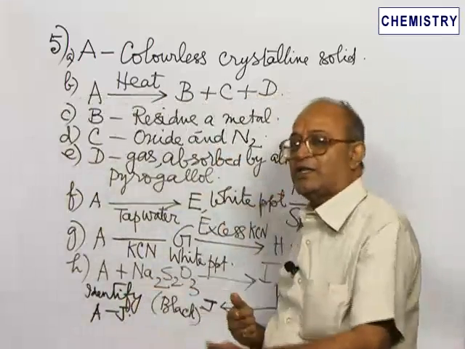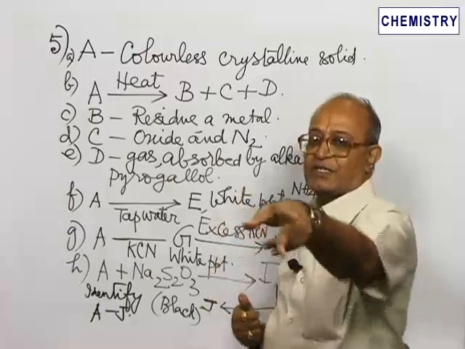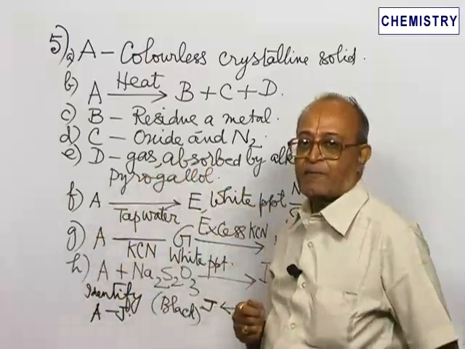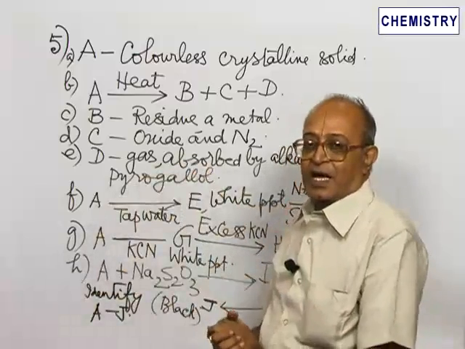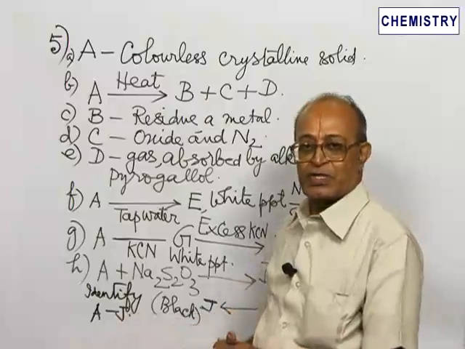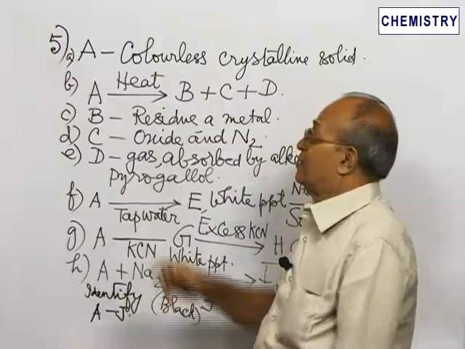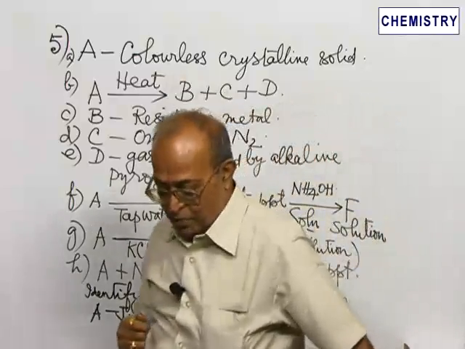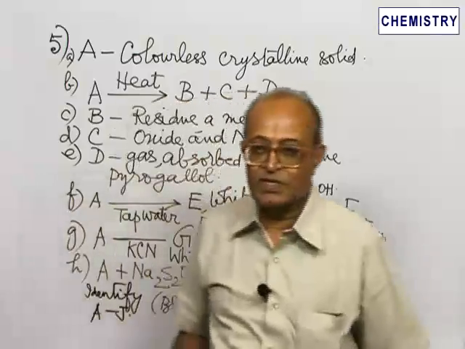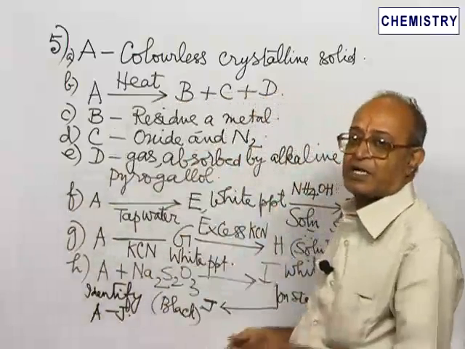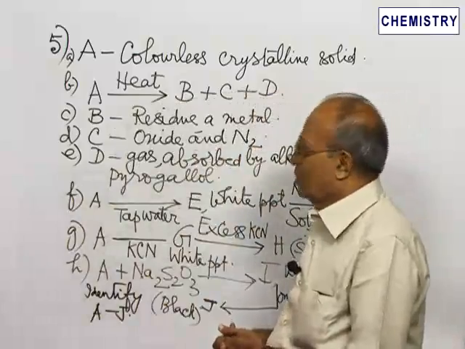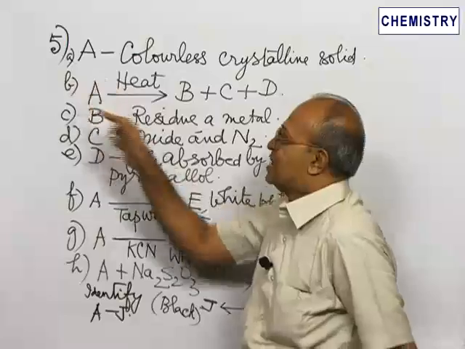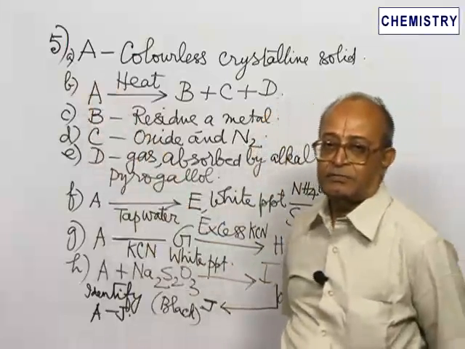So, if color is present, it indicates the presence of copper, nickel, iron, etc. salts. If it is colorless, it means absence of those salts. But if it is a colorless crystalline solid, we cannot come to any conclusion regarding the presence of the salt. But only from reactions we have to come to certain conclusions. All right. B. This salt A is heated.